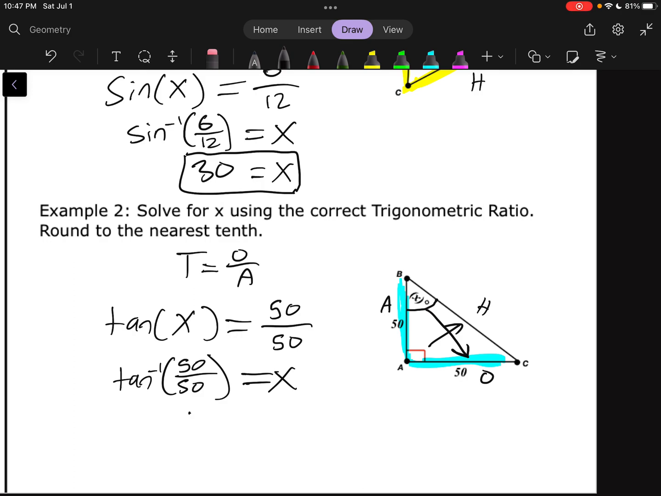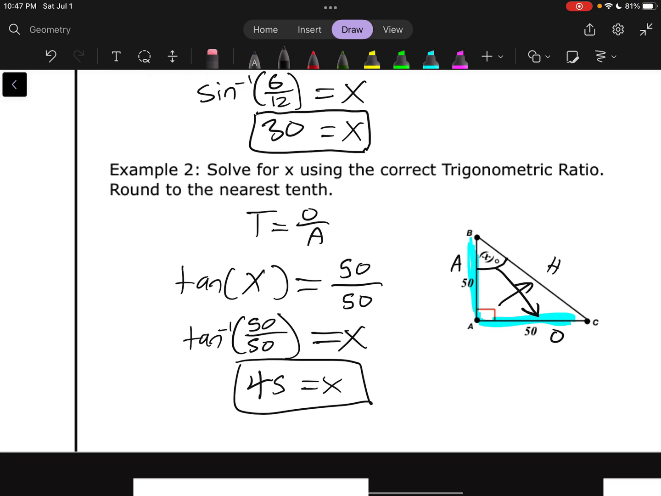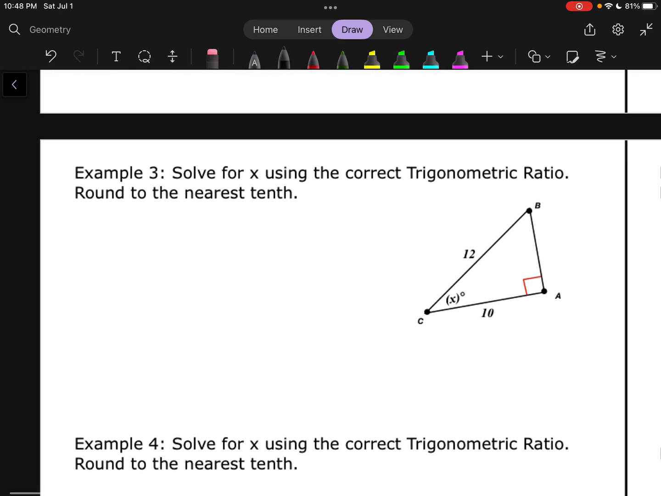And who would have thought? I'm going to get 45. Because that's a 45, 45, 90 triangle, right? That is an isosceles right triangle, which only occurs when it's a 45, 45, 90. So x is 45. All right, let's go to the next one and keep rolling here. These ones are going to go fast.